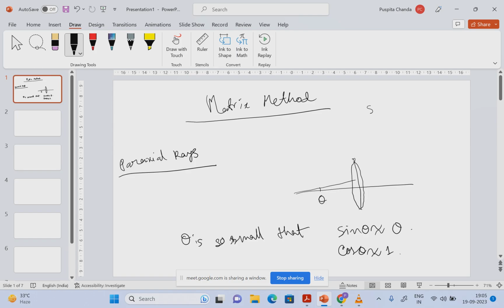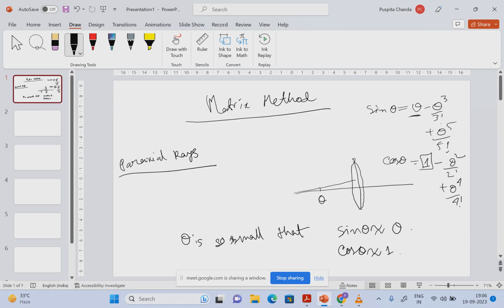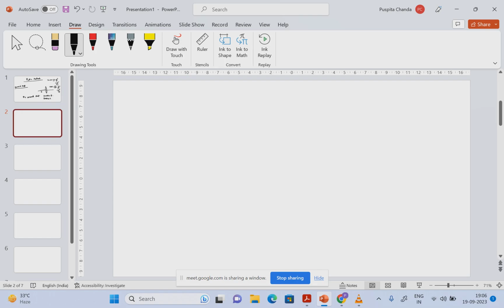As we know, when we expand sine theta, it becomes theta minus theta cubed by 3 factorial plus theta to the power 5 by 5 factorial and so on. When theta is so small, we only consider this theta. Similarly, cos theta is 1 minus theta squared by 2 factorial plus theta to the power 4 by 4 factorial and so on. So we only consider the first term. So the matrix method works in the paraxial approximation.